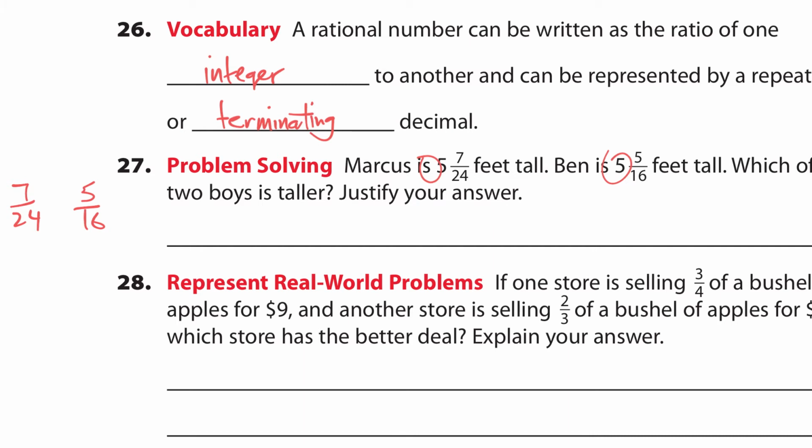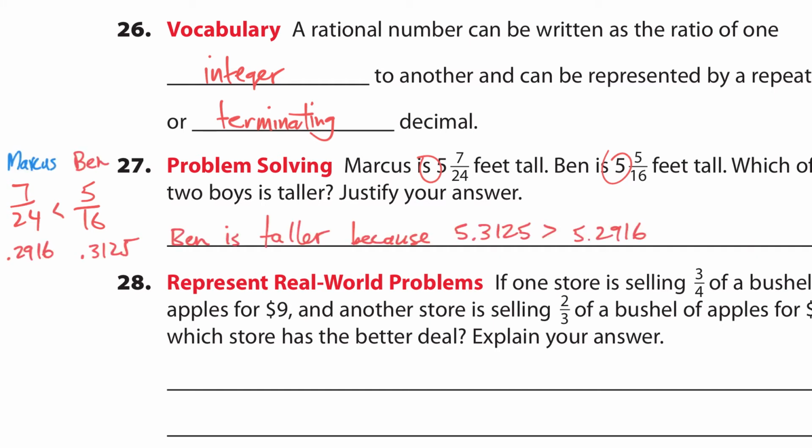Well, I think I'll just do the 7 divided by 24 and 5 divided by 16. I'll do it on a calculator. All right, so there you go. I figured out the 7 divided by 24 in a calculator gave me 0.2916, and 5 divided by 16 gave me 0.3125. And this is bigger than this, which is what this symbol's saying. So we're saying that Ben is taller because 5.3125 is bigger than 5.2916. So you really just have to compare the bottom part because the 5s are the same. It's the rest of the decimal that you have to worry about.